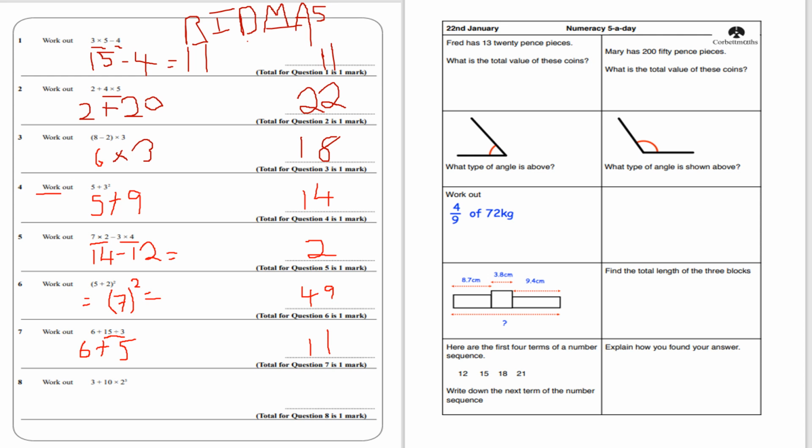The next one, I've got 3 plus 10 times 2 cubed. Well, I'm going to do the power first, so the indices. 3 plus 10 lots of 8. So 2 cubed is 2 times 2 times 2, or 2 to the power of 3, we say, which is 8. Okay, 2 twos are 4 times 2 again is 8. And then I'm going to do 3 plus 10 times 8, which is 80. So 3 plus 80, which is 83.